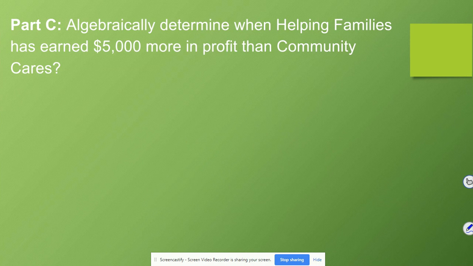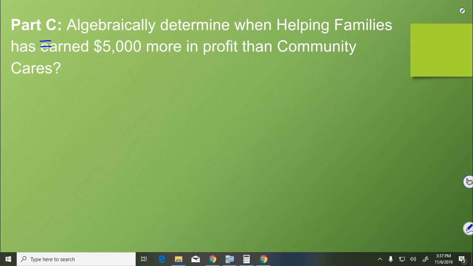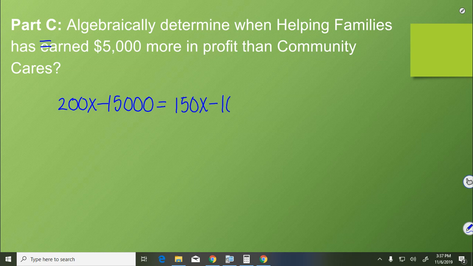Part C says algebraically determine when Helping Hands, or Helping Families rather, has earned $5,000 more in profit than Community Cares. So Helping Families has to be 5,000 more in profit than Community Cares. So that's where we're going to put our equal sign. Think of it like our "is." So Helping Families is 200x minus 15,000, and that's going to be equal to Community Cares increased by 5,000.